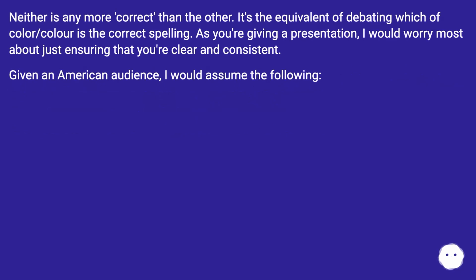Neither is any more correct than the other. It's the equivalent of debating which of color/color is the correct spelling. As you're giving a presentation, I would worry most about just ensuring that you're clear and consistent. Given an American audience, I would assume the following.